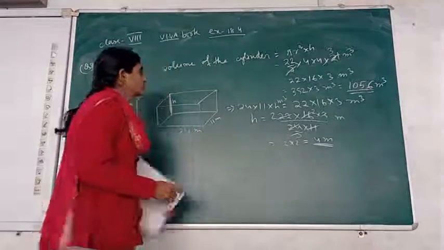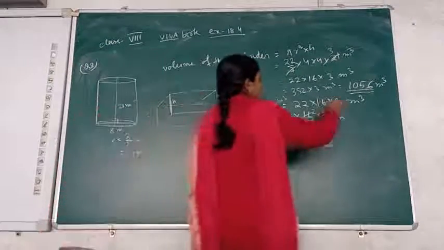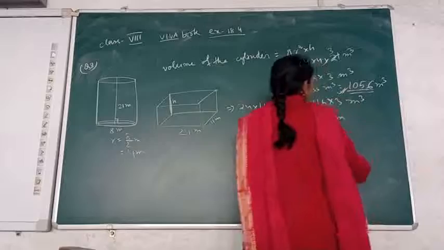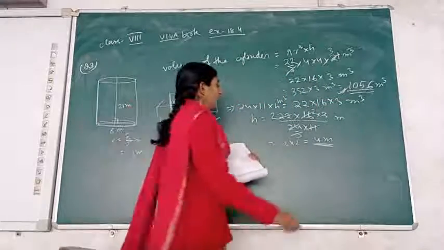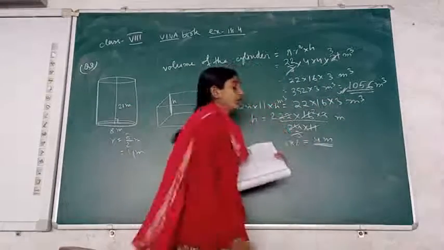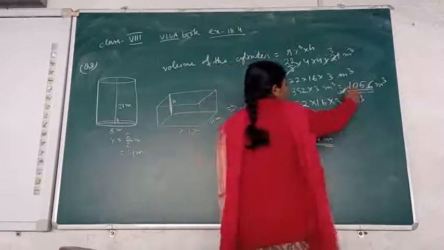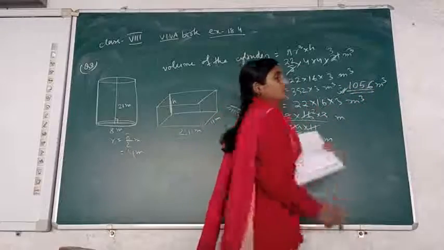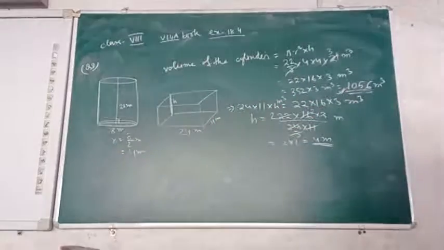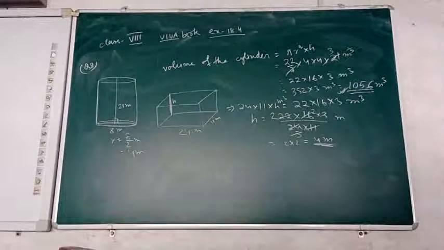So according to the question, your two answers. First one, you have asked for the volume of the soil that has been taken out, and the height where you are spreading the soil, that one also we have got. First one is 1056 meter cube, second one it will be 4 meter. Now come to the next question of the same exercise.